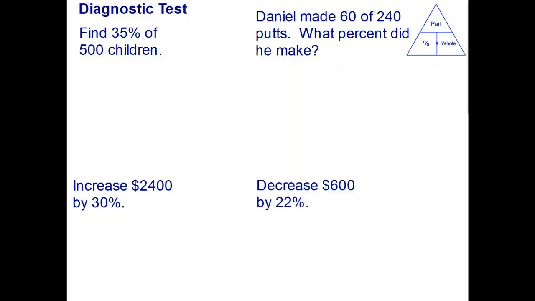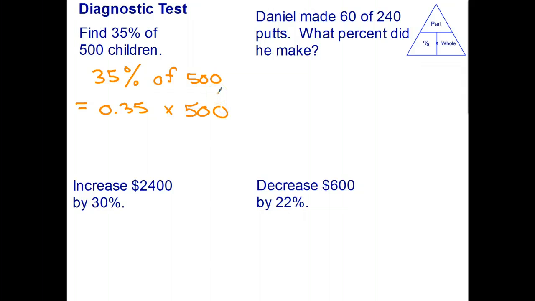Okay, question number 1 is finding 35% of 500 children. So you've now attempted all the questions, I'm hoping, and you're going to check to see if you are correct. So here I'm trying to find the part. So I need to find 35% of 500. Because I'm looking for the part, that becomes 0.35 times 500.